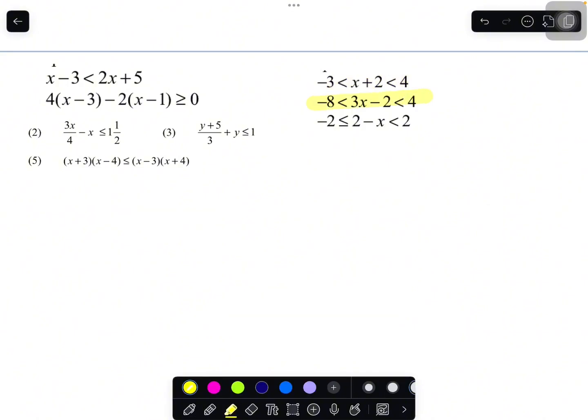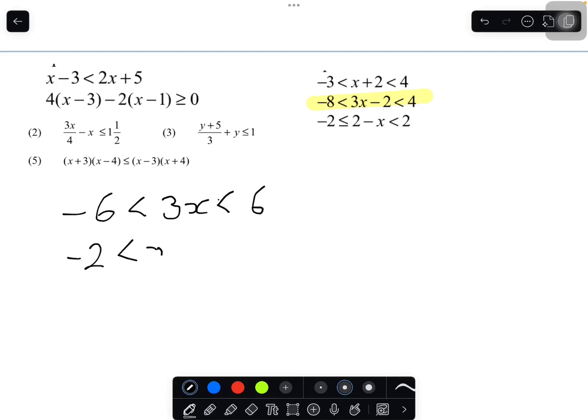Moving on to this question. So we have this negative 2. We're going to bring it onto both sides. It becomes positive 2. I'll have minus 6 is less than 3x, and I'm going to have less than, we're going to make it a positive 6. I'm going to divide both sides by 3, then I'm going to have negative 2 is less than x, and that's less than 2.